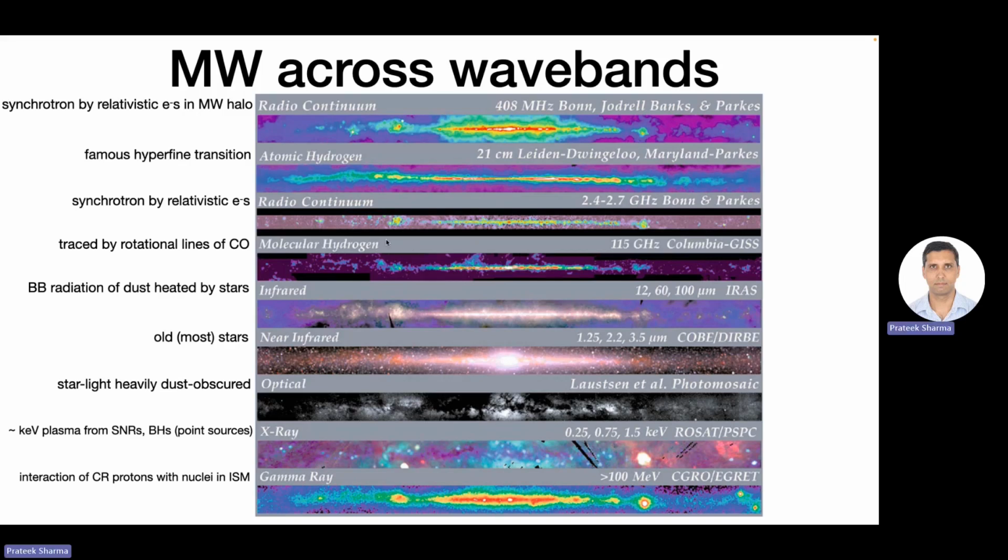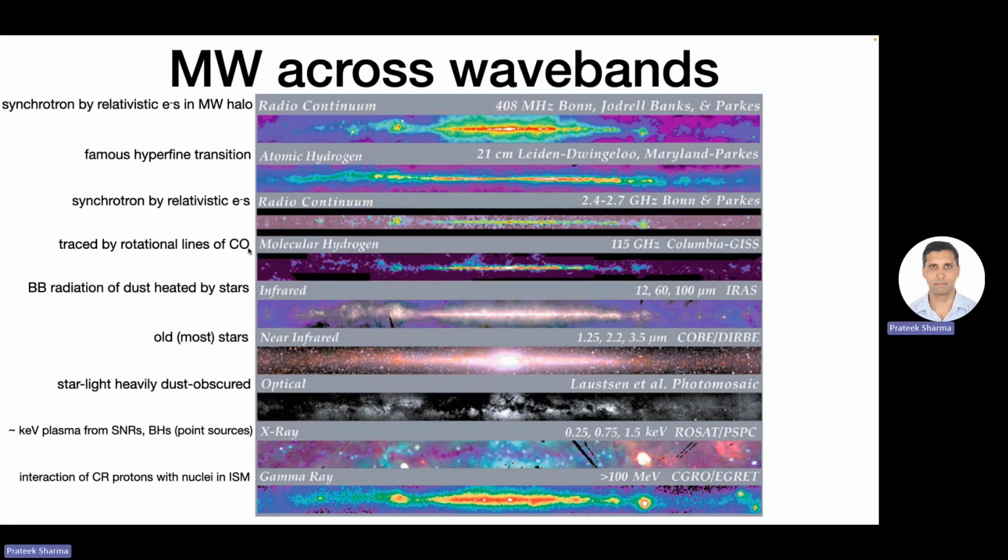Okay, this is molecular hydrogen, 115 gigahertz. So we are going towards higher frequency as we go down. Molecular hydrogen basically is tracing very cold, dense gas. It's traced by CO, carbon monoxide.